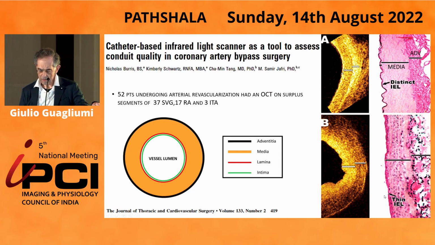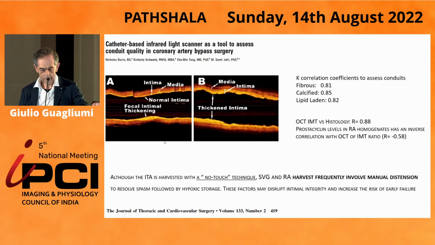In a different way, the saphenous vein graft has a much more clearly defined EEL, and then you have the media and the adventitia. Here in this graph, you can see it much more clearly. This technology was used to try to assess the reliability of OCT in assessing grafts of all types. Here you have very high correlation coefficients to assess conduits for fibrous tissue, for calcified tissue, and for lipid-laden tissue. And you can see also the capability of OCT in getting exactly the thickness of the intima and media.